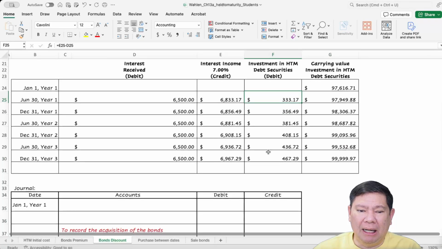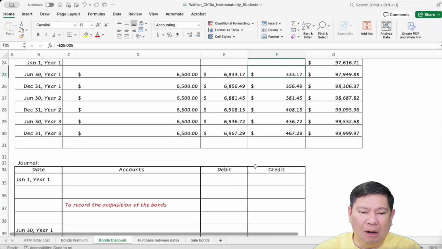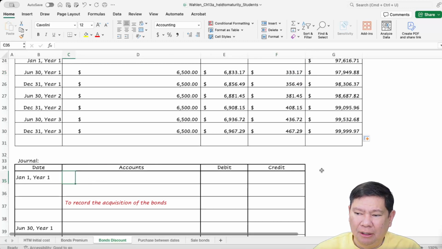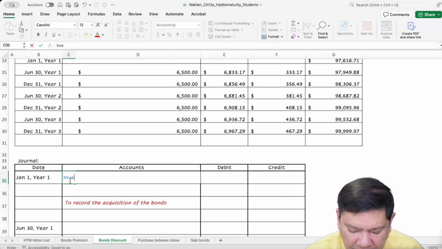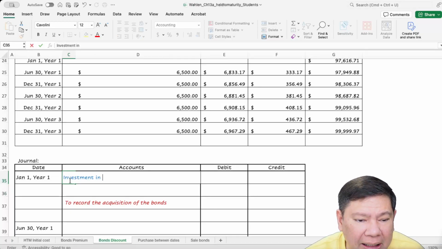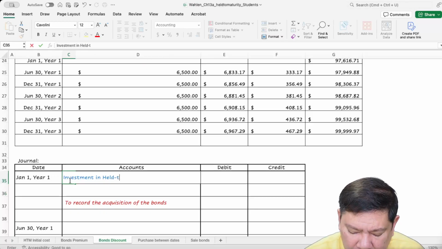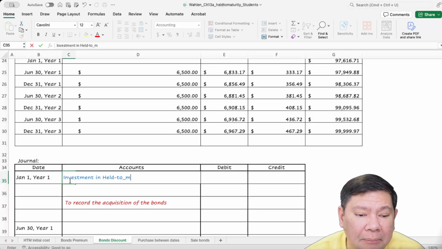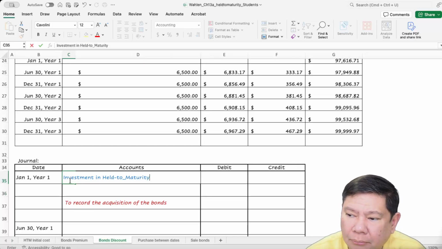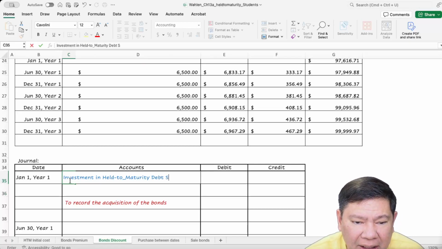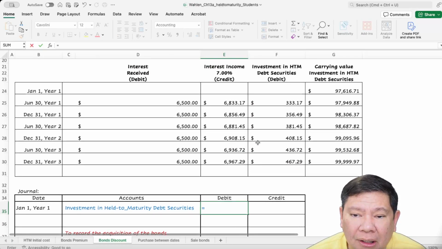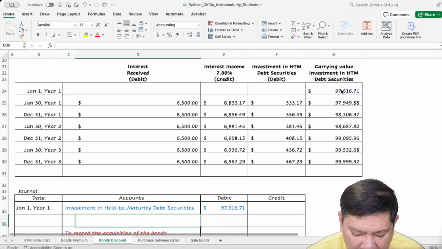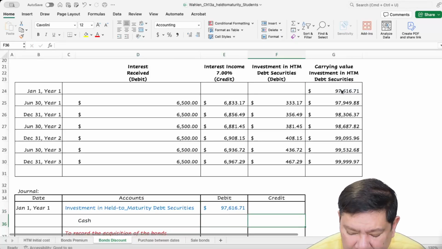Now we need to prepare the journal entry. At the time of the acquisition, we are going to record it as investment in held to maturity debt securities for 97,616.71, and we paid cash.